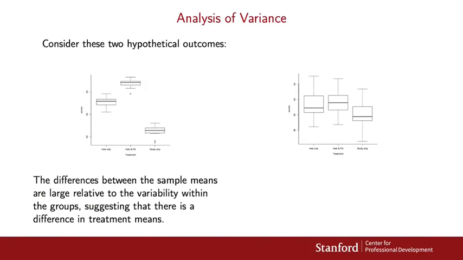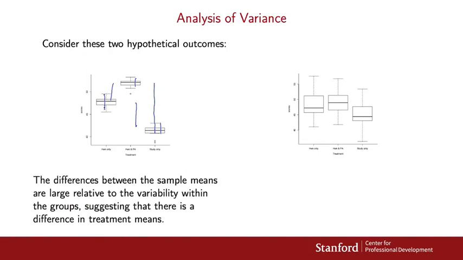In the left display, we have a situation where the differences between the sample means are large relative to the variability within the groups. That means the difference between the first and the second mean is this, between the second and the third is this, and between the first and the third it's this one. And these differences are large compared to the variability within each group. For example, the variability in the third group is roughly this one, the variability in the second group is that one, and the variability in the first group is this one.